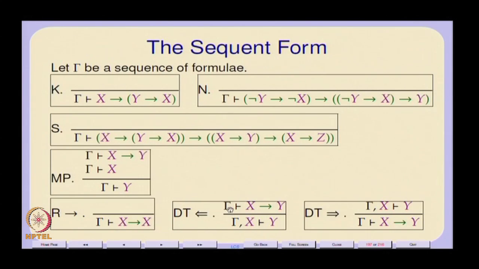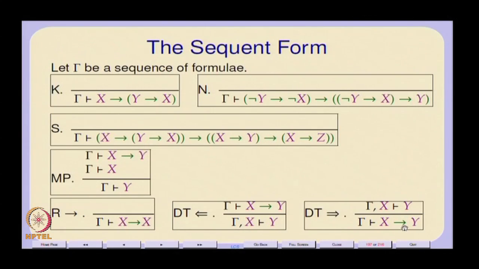If from gamma I have proved some formula of the shape x arrow y, then I can claim to have proved from the assumptions gamma union x the formula y. And similarly, if from gamma and x I have proved y, then I can claim to have proved from gamma x arrow y.